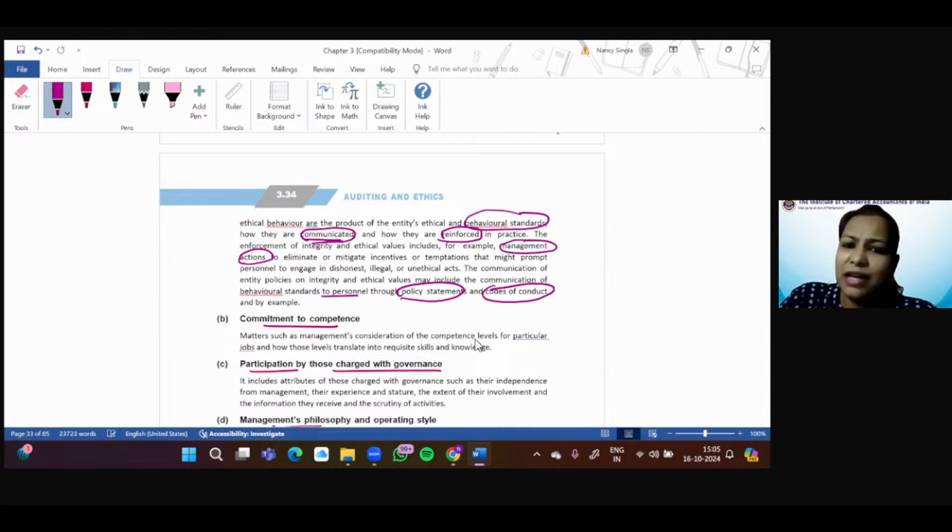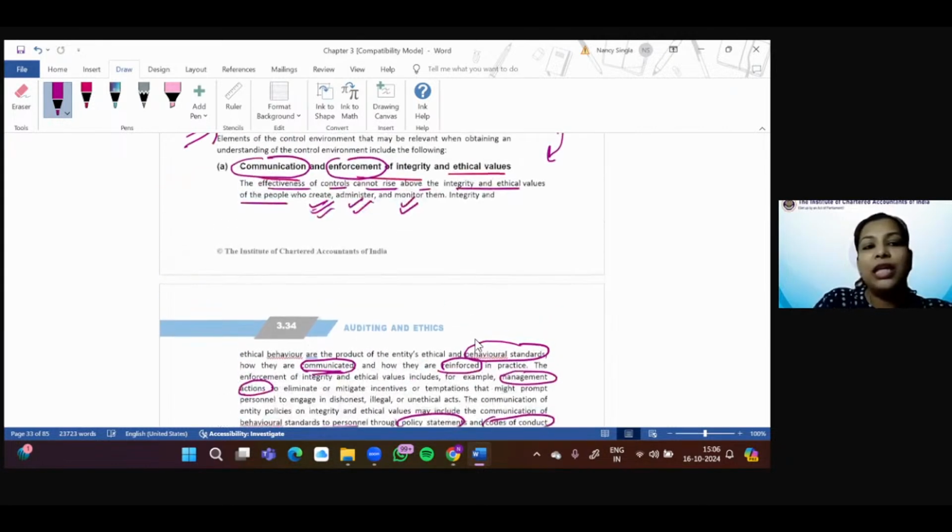If you have an idea, whenever a new joinee joins an organization, he is given a manual saying this is the code of conduct, this is the way the employees have to behave, or they have to follow the rules and regulations. So there can be policy statements, there can be certain codes of conduct, and by example management can always exemplify that this is the way ethics and integrity will be maintained.